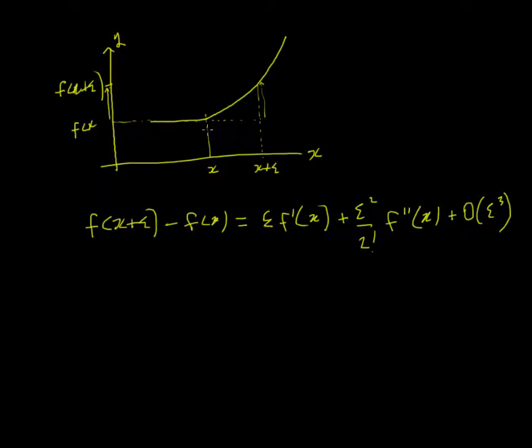Now you can see roughly where this comes from. If you were to take the rate of change of the function at that point, f derivative of x, and multiply it by epsilon, it would be equivalent to taking the gradient at that point. Multiplying the gradient by epsilon, you would get this small height here. That would be a first order approximation to that height. That section there would be an error.